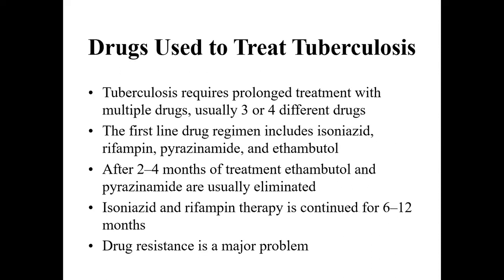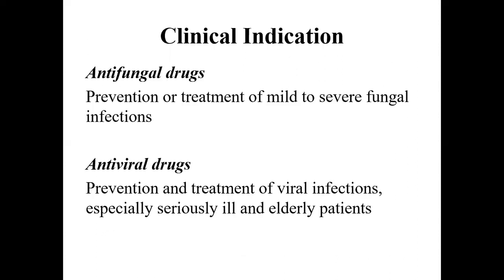Drugs used for the treatment of tuberculosis require around 6 months of treatment, where the first line includes isoniazid, rifampicin, pyrazinamide, and ethambutol. After that, the patient continues with isoniazid and rifampicin, and therapy is continued for 6 to 12 months, and that is the major problem. Then we have antiviral and antifungal.